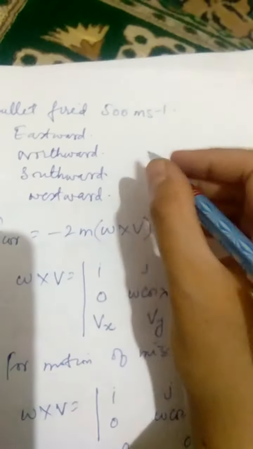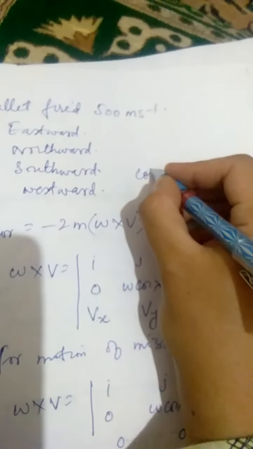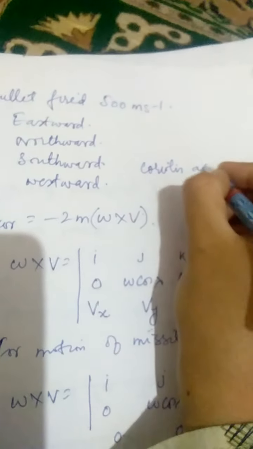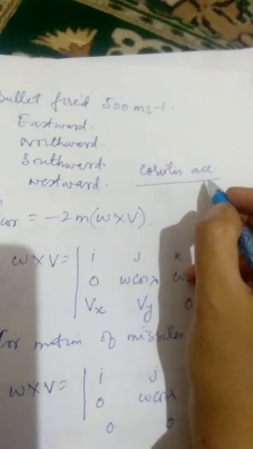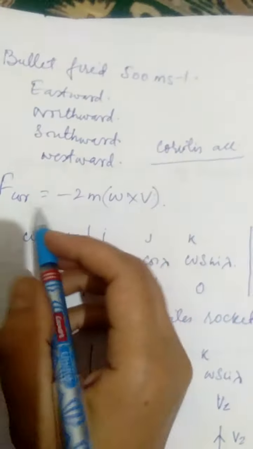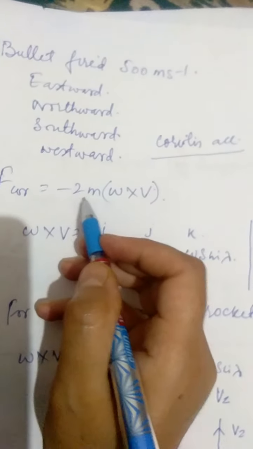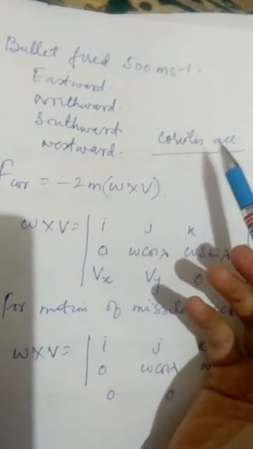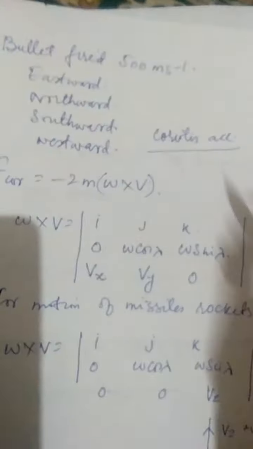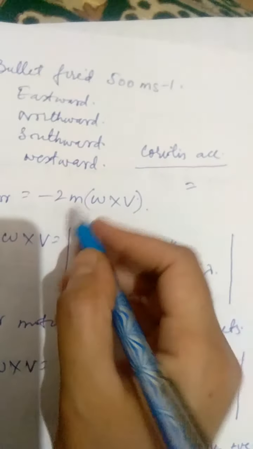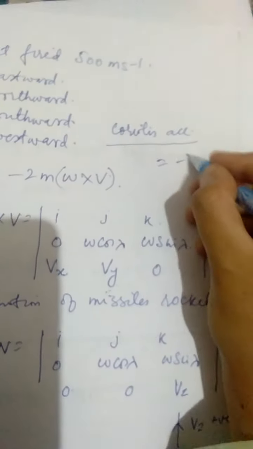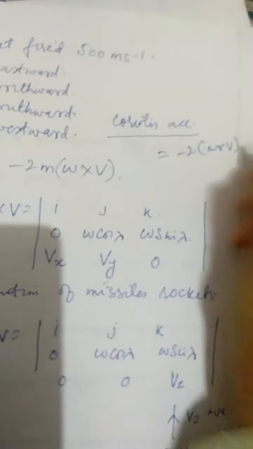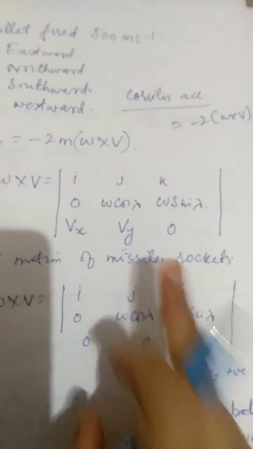Suppose in this case you are asked to find the Coriolis acceleration. We can find only the acceleration in this case, because to find the Coriolis force, we also need to know the mass of the bullet, which we are not given. So we can find the Coriolis acceleration. And what is Coriolis acceleration? That is the same thing without mass, that is minus 2 omega cross v, right? Omega cross v can be found from this.